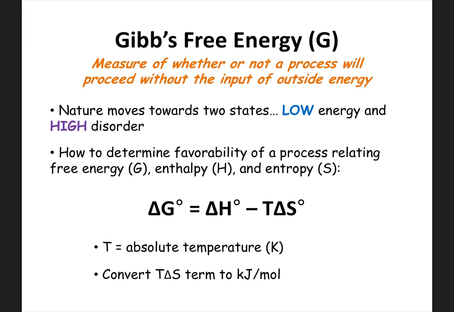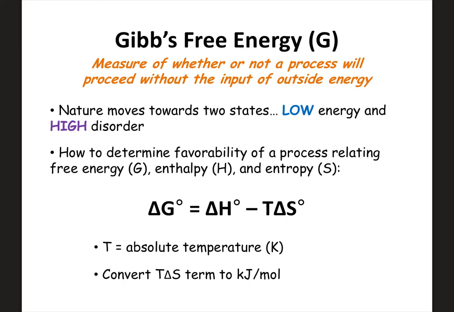Well, there's an equation here that we can use in order to determine delta G by comparing our enthalpy and our entropy, along with temperature. All right, so the equation is listed here. Delta G is going to be equal to delta H minus T delta S.